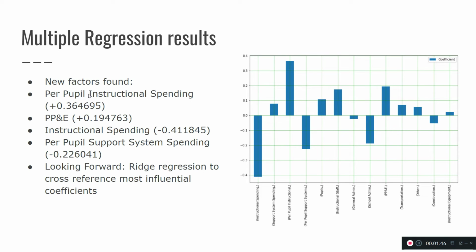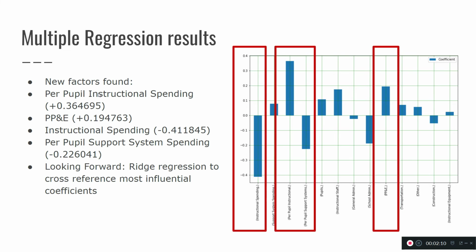And that makes a lot of sense because if you're spending money on each student to educate them, you're going to have a much higher average test score. And PP&E, once again, that's just the money spent in schools on buildings and other essential property and equipment type deals. So it makes sense for that to be important as well. And we've boxed up these important factors here.